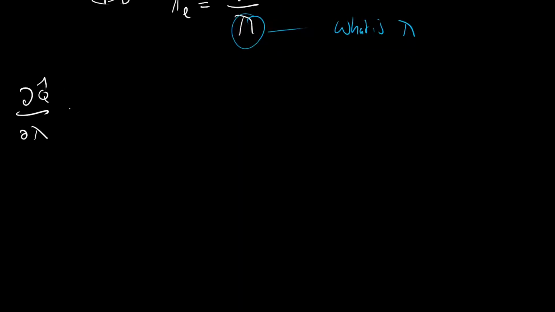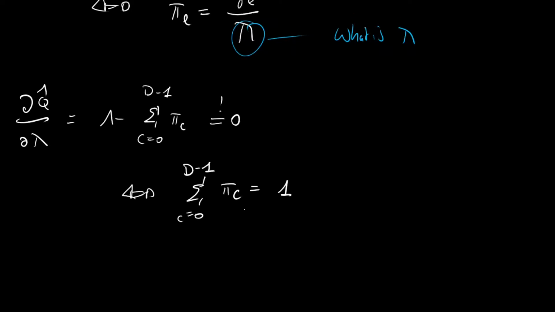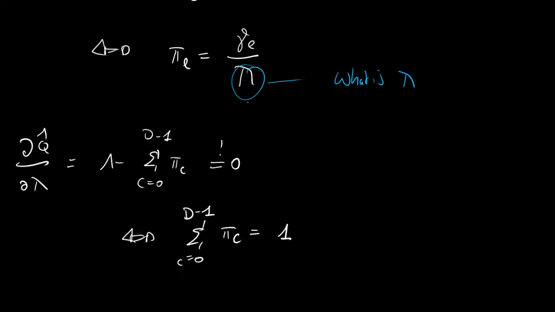So what we're getting basically is 1 minus the summation from c=0 to capital D minus 1 over pi c, and this has to be equal to 0. Well, if we rearrange this, then we essentially get our equality constraint. That's always the case with the Lagrangian in equality constraint optimization. So we have the summation from c=0 to capital D minus 1 over pi c equals 1. But the question is now, how can we use this constraint in order to solve for lambda?